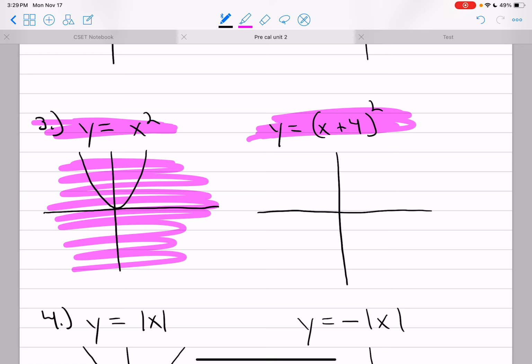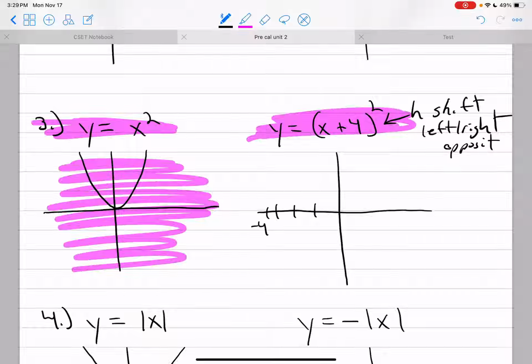So hopefully you did that and you're like, okay, this is another H shift. This is going to move it left or right again, and it's like the opposite. So this says plus 4, so I'm going to actually shift it to the left 4. 1, 2, 3, 4. Here's minus 4 right here. So my new graph would be right over here because it got shifted.